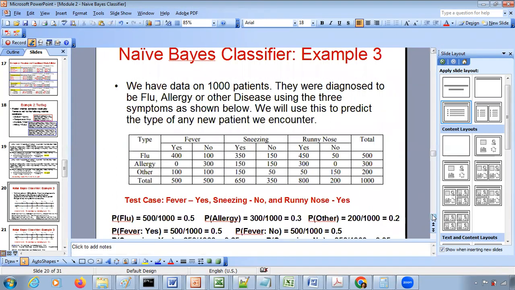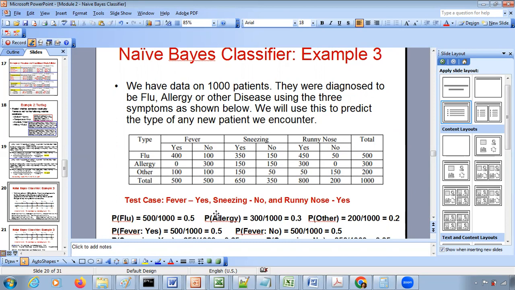Now we look at a third example, back to some biological data. We have data on 1,000 patients and they were diagnosed to be either having flu or an allergy or some other disease using the symptoms that were observed from these people. We will now use this data set to predict the type of disease any new patient will encounter based on the symptom values. The symptoms are having a fever, sneezing, and runny nose.